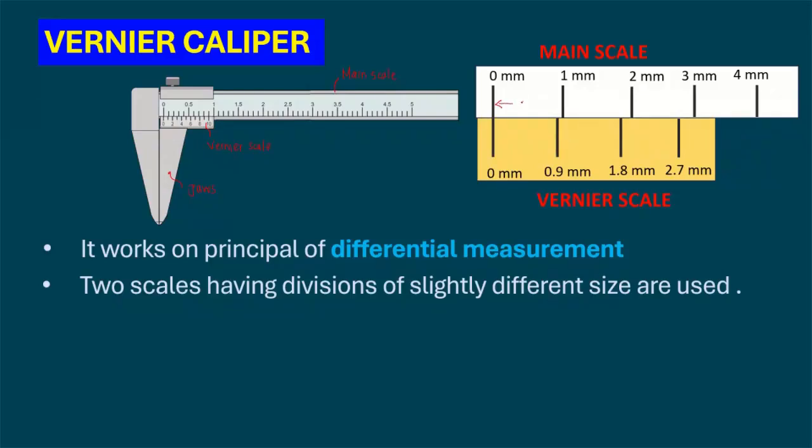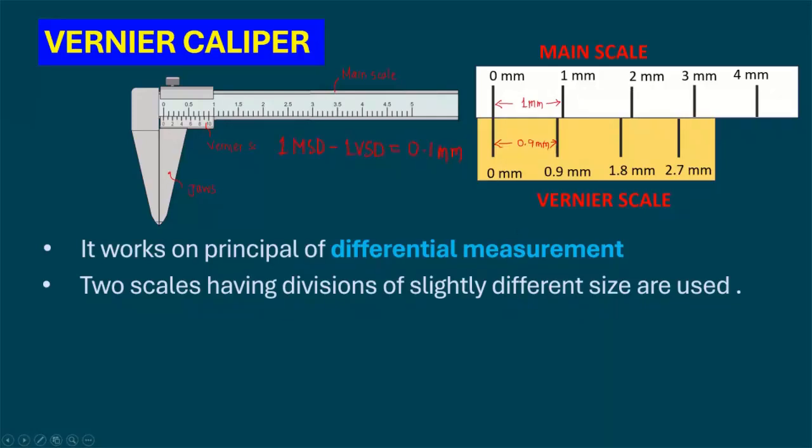From here to here is 1 mm, friends. This is 1 mm, while this reading is 0.9 mm. So there is a difference. If I say one main scale division minus one vernier scale division, this value is 1 minus 0.9, that is 0.1 mm. So the difference between the size of a division on the main scale and the size of a division on the vernier scale is 0.1 mm. This difference will be used for the measurement of length. I will explain as we go along how this difference is going to be useful during the measurement, because we are going to follow differential measurement. Just for understanding, remember the two scales, main scale and vernier scale, having divisions of slightly different size.